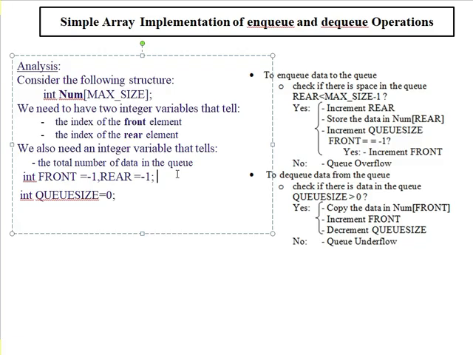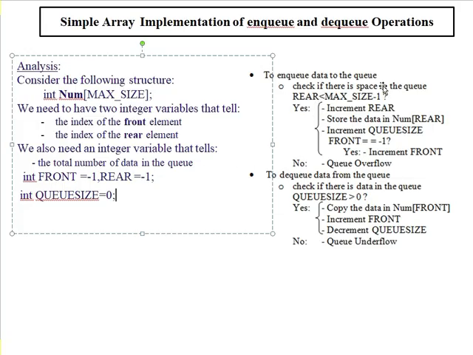during the enqueue operation. Initially we set the front and rear to -1, to indicate that the queue is initially empty. And the queue size here is not the maximum size, but indicates the number of elements in the queue. Initially we initialize it with 0.